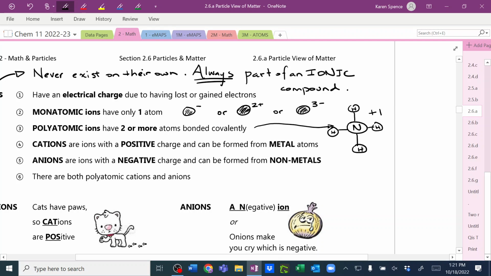And that is the NH4 plus ion. Do you guys know the name of NH4 plus? Starts with an A. Ammonium. Okay, so that is a polyatomic ion because it's not just made of one atom, poly means many. So it is a many atom ion.